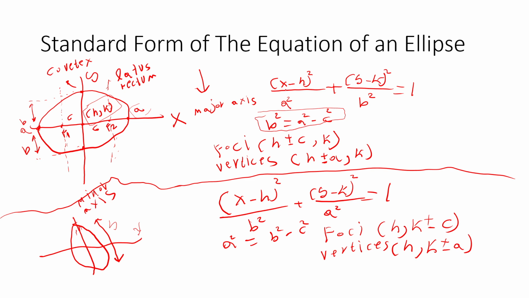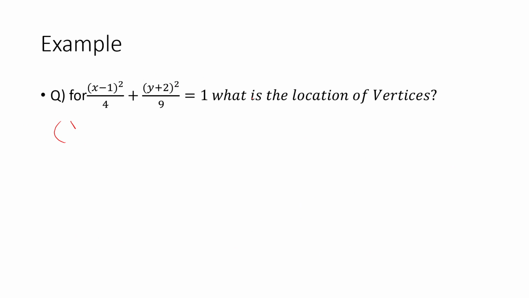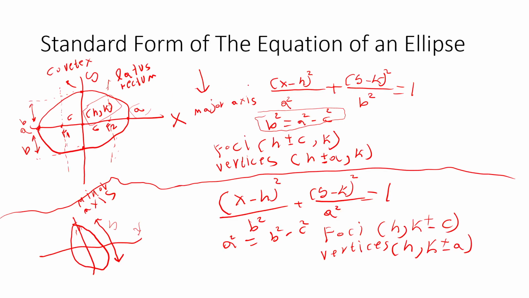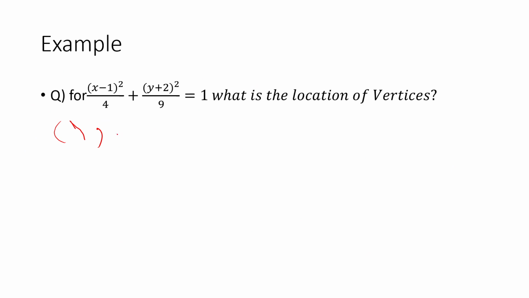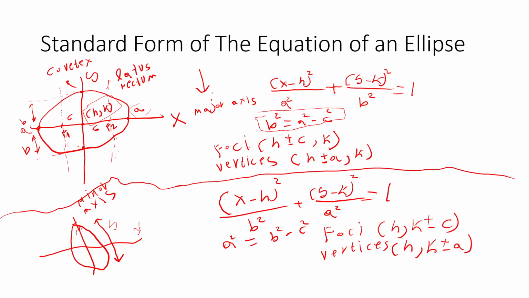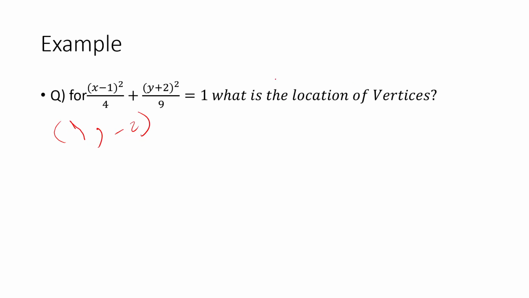Alright, so x minus h, so h is 1, and k is negative 2, since the general equation has a negative sign, so negative and negative becomes positive. So this is h and k. Now, which equation should we use to determine the vertices?